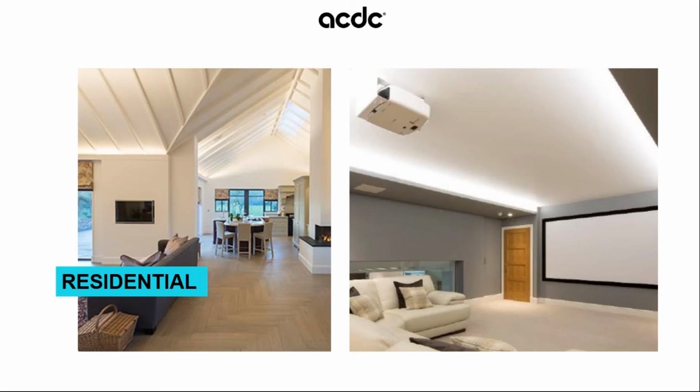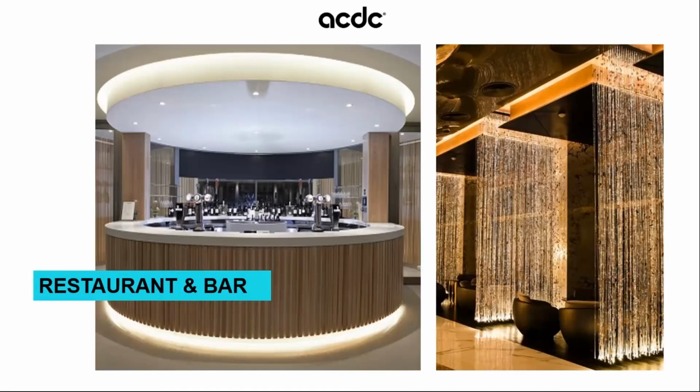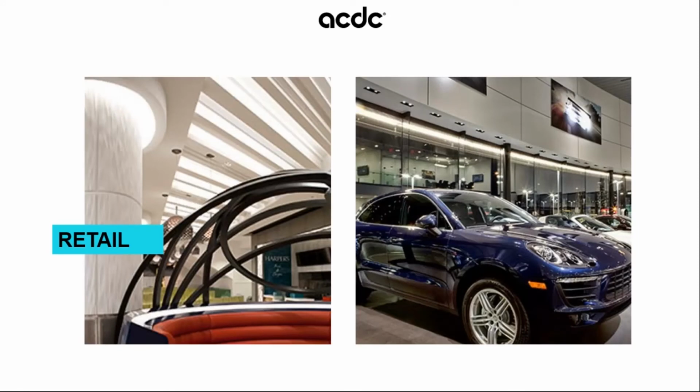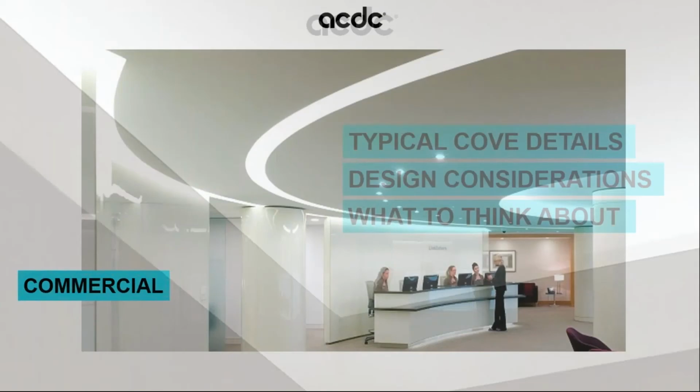In a residential environment, it's used to provide a graze, a wash of light. Within a restaurant and a bar, maybe it's used to frame a space or to pick out a personal environment. Within retail, yes, it's used in retail units and within malls as well, and I'll come on to some of these projects in a little while in a bit more detail. Within a commercial environment, reception areas, meeting rooms, even corridors, a cove can really help to define that space. So let's look at a couple of typical cove details to start to think about design considerations.